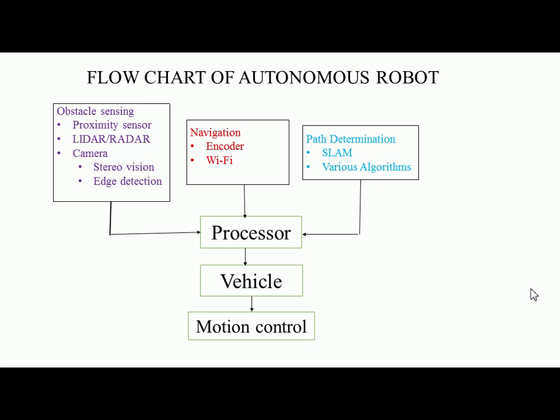With the help of Wi-Fi, the robot can find the right path to the destination, and the path determination. SLAM. The SLAM is nothing but, I don't know the exact definition of SLAM, like synchronize.